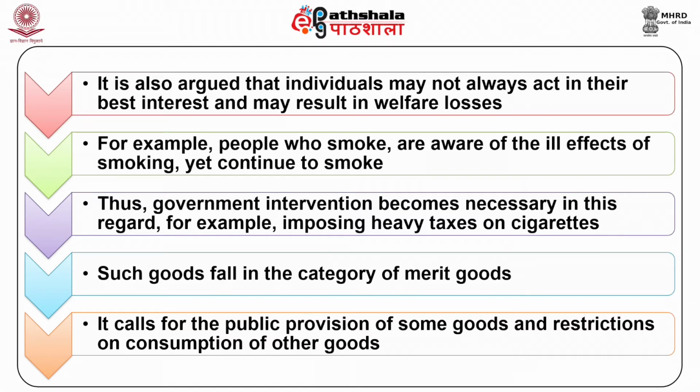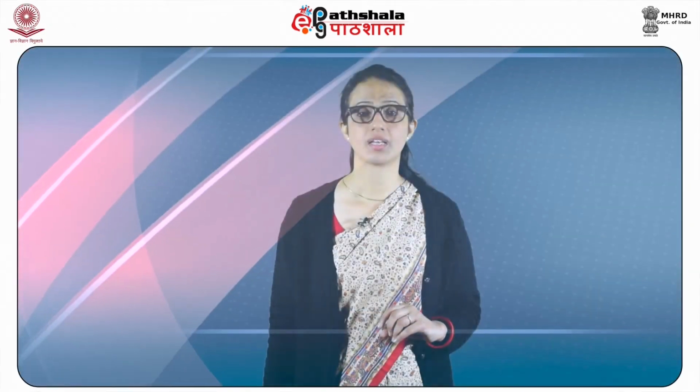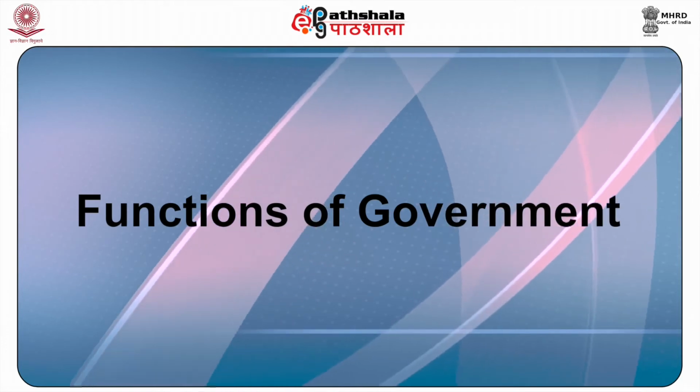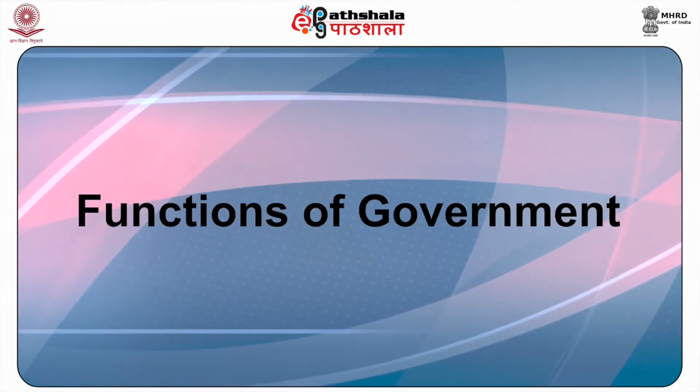For example, imposing heavy taxes on cigarettes. Such goods fall in the category of merit goods. It calls for the public provision of some goods and restriction in the consumption of other goods. It is the responsibility of the government to promote merit goods and to decrease the use of demerit goods such as smoking. Next, we shall discuss about the functions of the government.